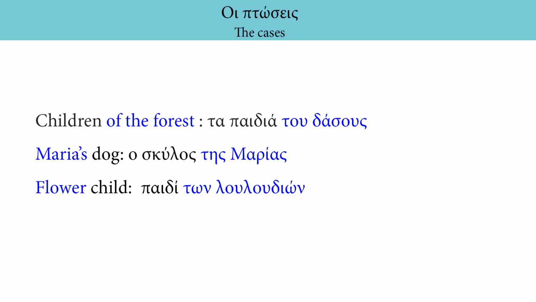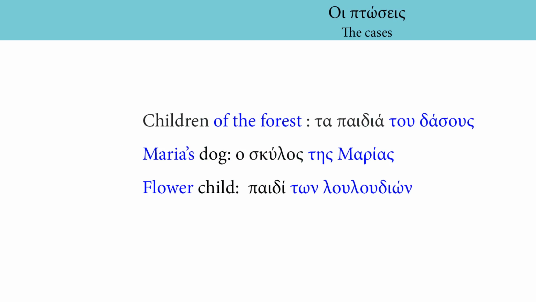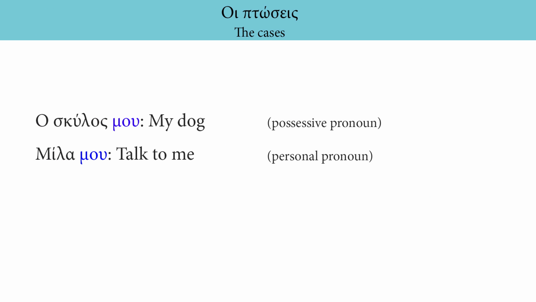In English, the genitive case is expressed sometimes with a preposition of, sometimes with an apostrophe and the letter s when showing possession, and sometimes with a noun used before another noun, for example, flower child. In Greek, flower child is translated παιδί των λουλουδιών, of the flowers. It's in the genitive case. Of course, don't forget that there are many other cases when we use the genitive case.